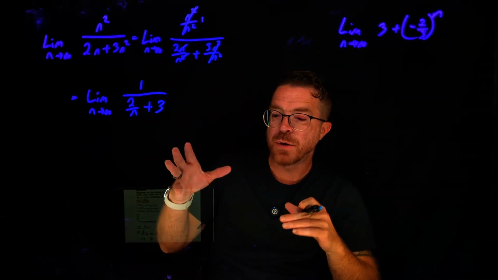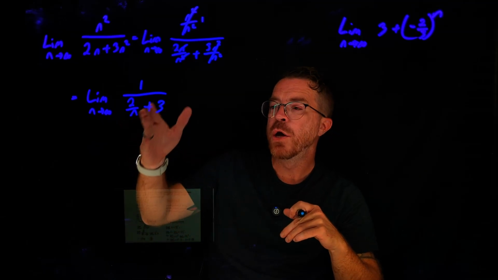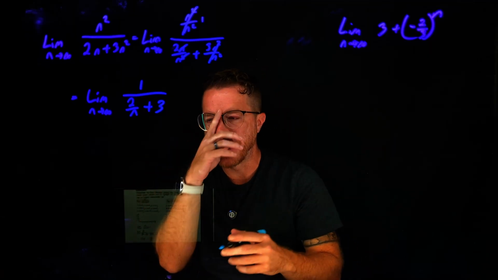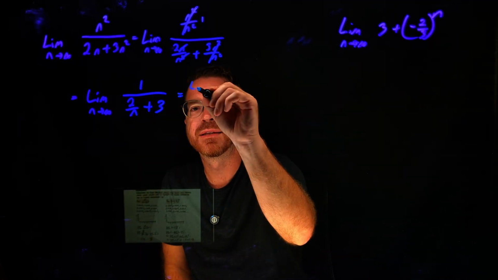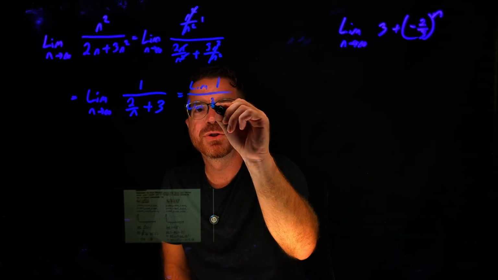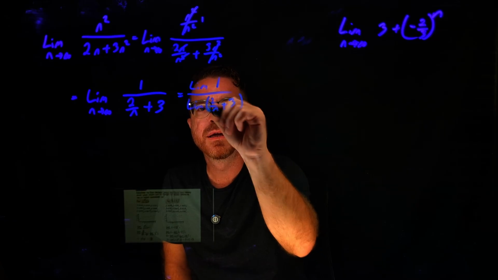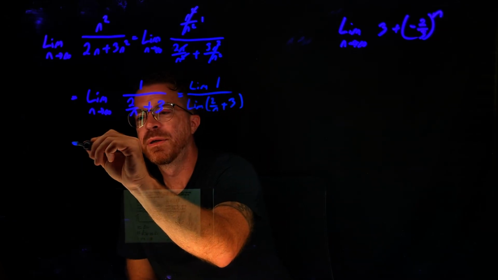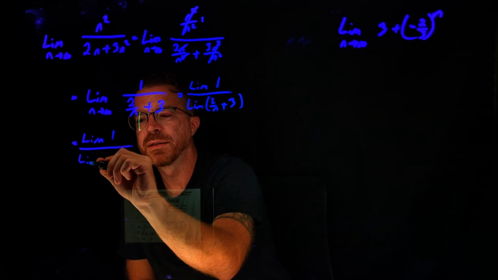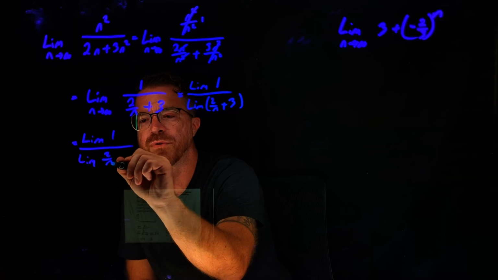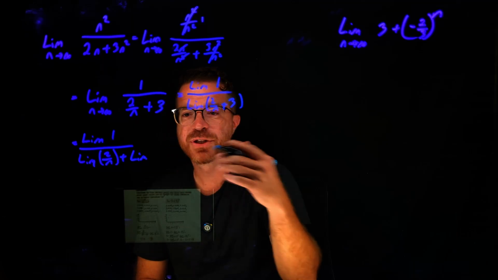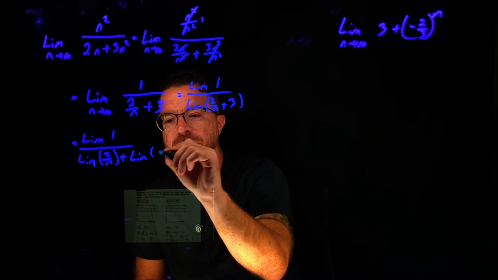And now, if I were to actually apply this limit, what's going to happen to these terms? Well, if I wanted to be specific about it, what I'm looking at is this. I'm going to take the limit of 1 divided by the limit of 2 over n plus 3, which then I can split into the limit of 1 divided by the limit of 2 over n plus the limit, and all of these are as n goes to infinity. I'm just doing this to go a little quicker, of 3.